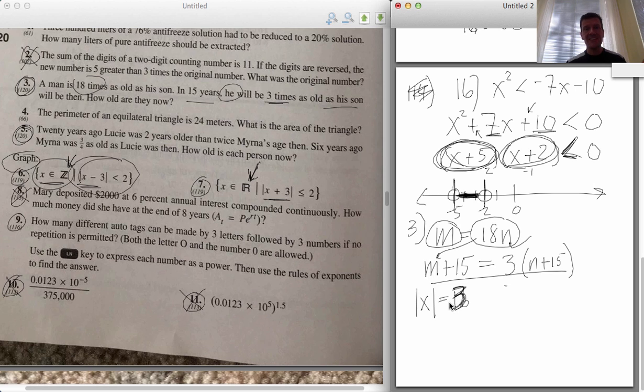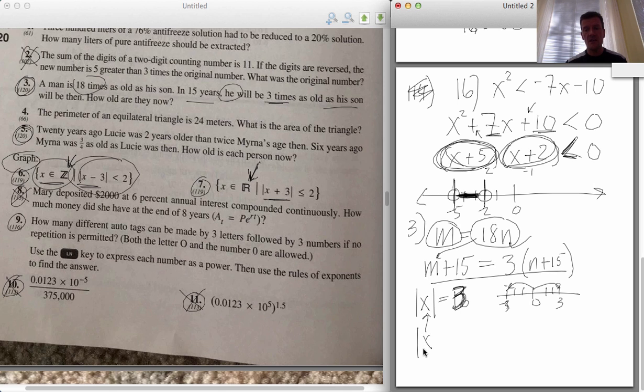What I'm saying is the distance of this point from 0 is 3. Well, what numbers have a distance from 0 equal to 3? That would be positive 3 and negative 3. That's what absolute value is telling us. The distance from 0 is 3. Well, that would be positive 3 or negative 3. So your solutions there are positive, negative 3.